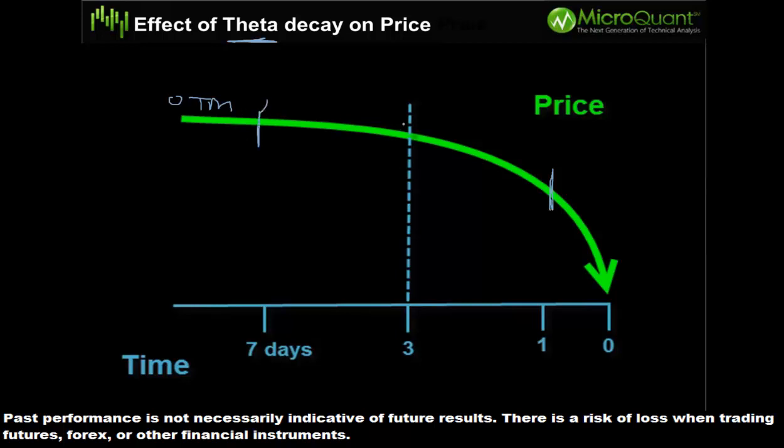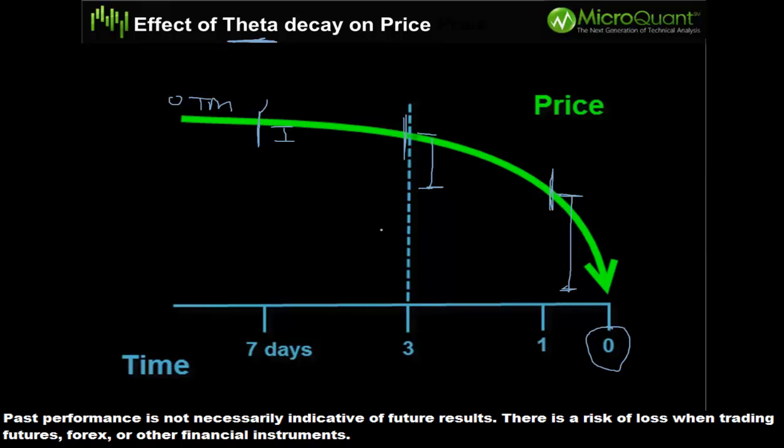From 7 days to 3 days, the price only goes down by, say, this much, okay? From 3 days to 1 day, from here to here, okay? And then from this last day until the end of the trading day, it goes down this much. You can see how the decay in price accelerates as we get closer to expiration, which is 4 o'clock on Friday. On weeklies, it's every Friday, okay?